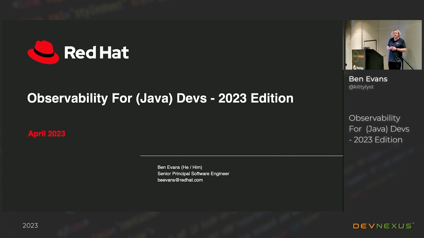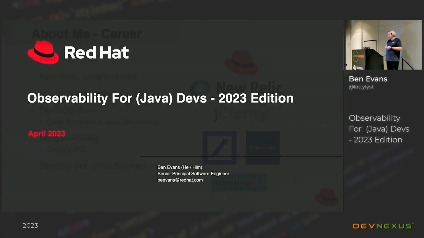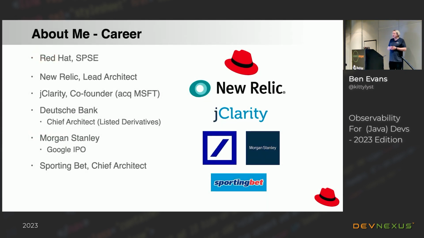Okay, so looking around the room, I think I know a few people here, but it has been a few years since I was at Devnexus. So let me just introduce myself real briefly. My name is Ben Evans. I'm a senior principal software engineer and the lead for observability at Red Hat Runtimes. Before that, I was lead architect for instrumentation at New Relic.